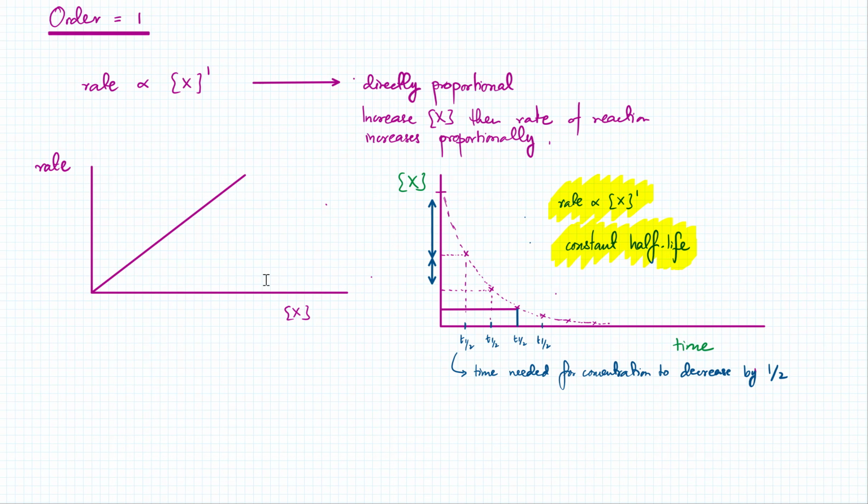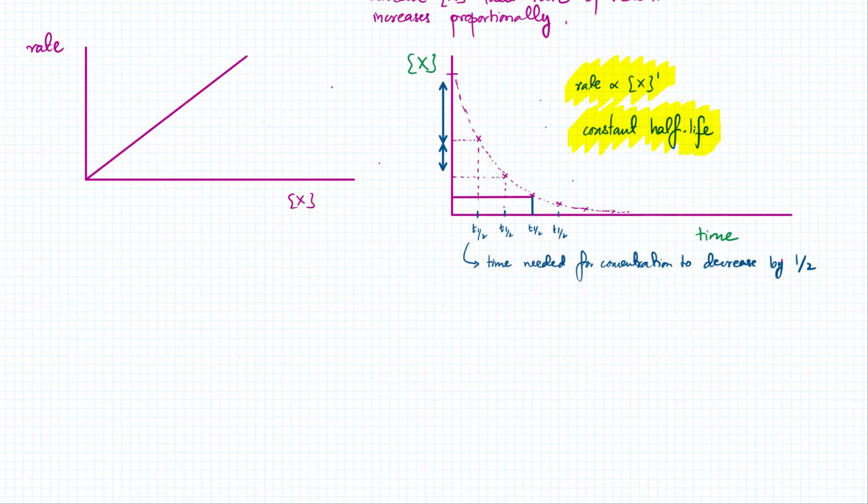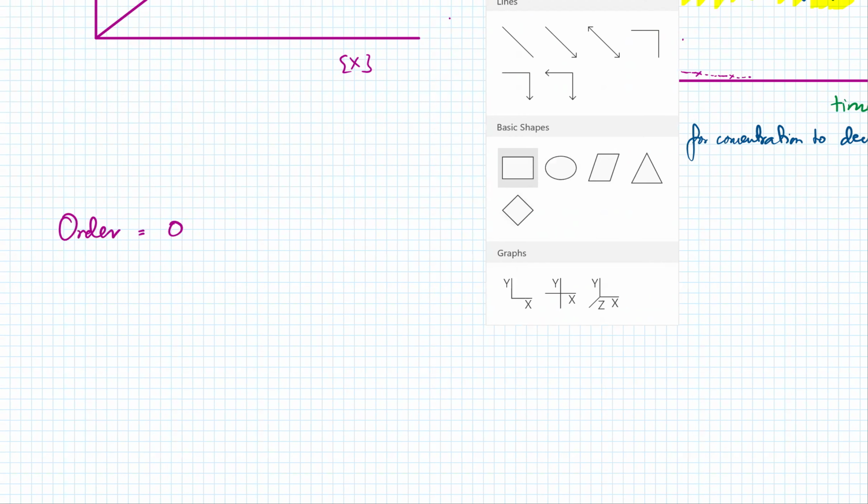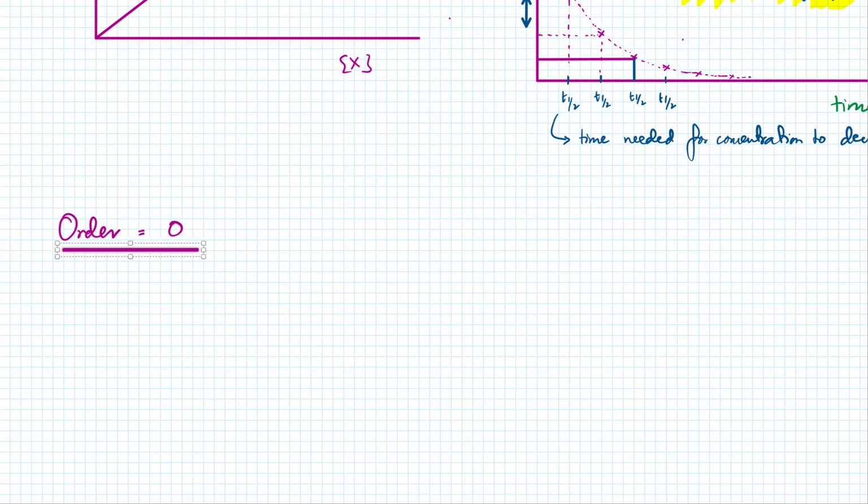So as the next one, we're going to focus on order zero now. What do we mean by order zero? If a reactant has zero order, so that means the rate of reaction, it depends on the concentration of X, but the power is zero.